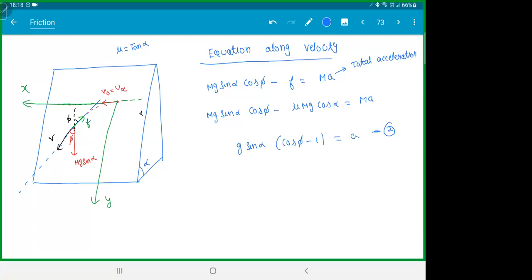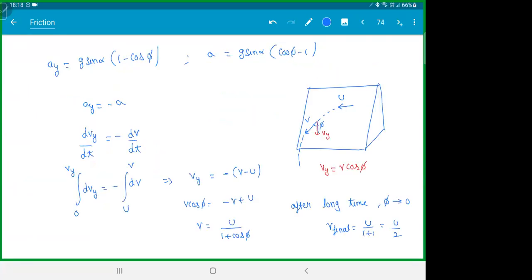Both the equations look kind of similar just because mu is equal to tan alpha, or else this wouldn't have been possible. Then you equate them, and initially Vy is 0, because all this velocity is ux, and initially Uy is 0. So the limits for Vy will go from 0 to Vy, and the limits for speed will go from u to v. Integrate them, and you're done. And Vy at any instant will be v cos phi.